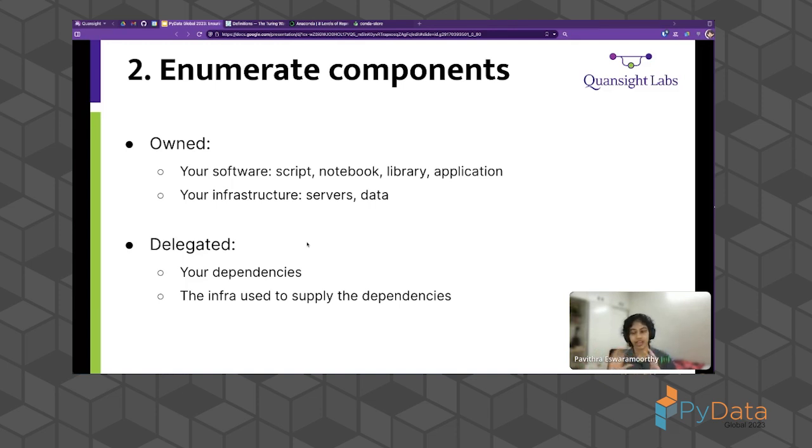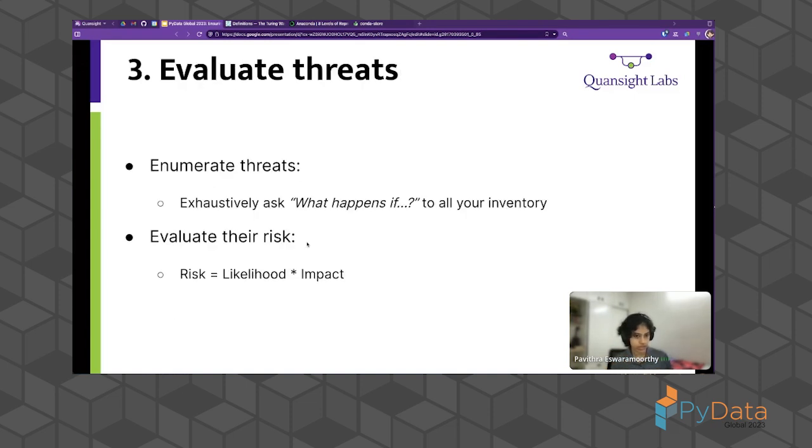So next is looking at the pieces of your work. Three is evaluating the threat. Now that we know the pieces, we can think about what happens if this piece doesn't behave the way I expect it to. An example here is, we looked at server and data, right? What happens if where I've stored my data goes down? Is that a risk I'm willing to accept, right? What is the risk here even? Or your server goes down, or there are some dependencies, right?